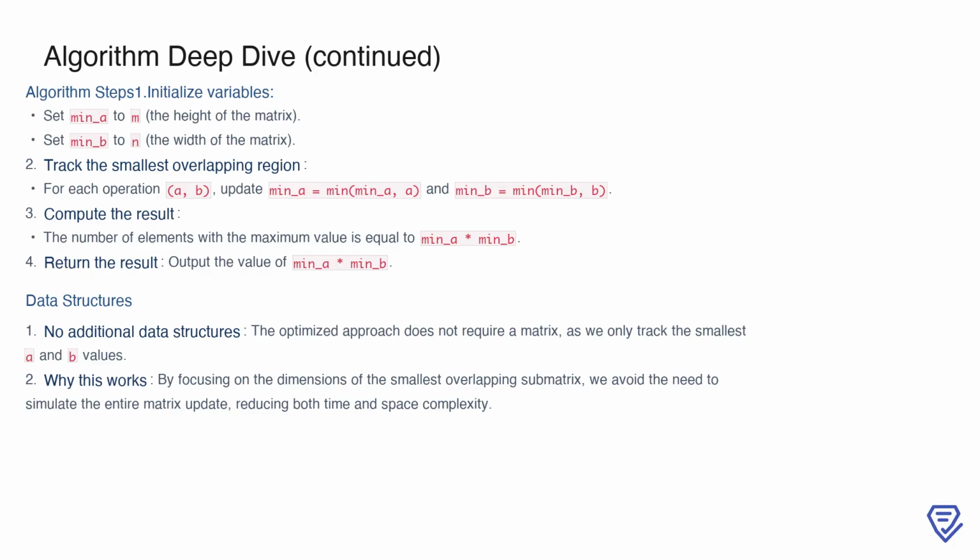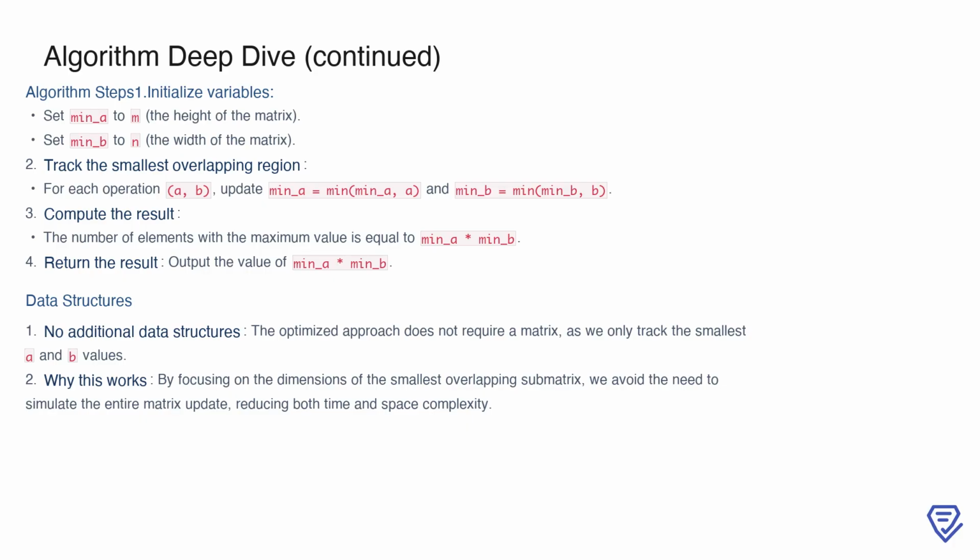After processing all operations, the number of elements with the maximum value is simply the area of the smallest overlapping submatrix, which is given by min_A*min_B. This value is then returned as the result. Notably, this approach does not require any additional data structures, as we only track the minimum dimensions of the submatrices. By avoiding the need to simulate the matrix updates directly, we significantly reduce both time and space complexity.